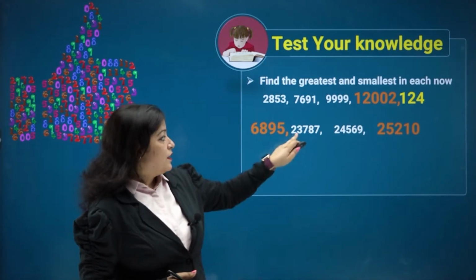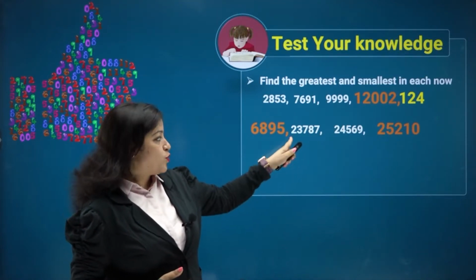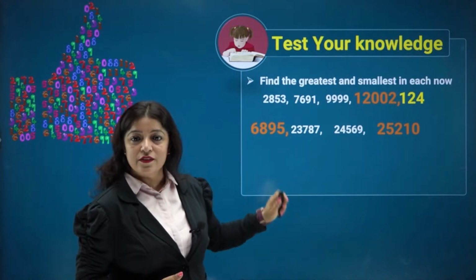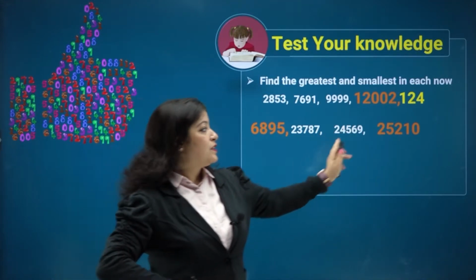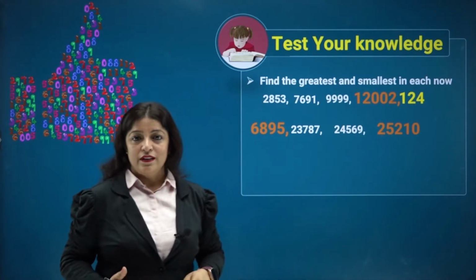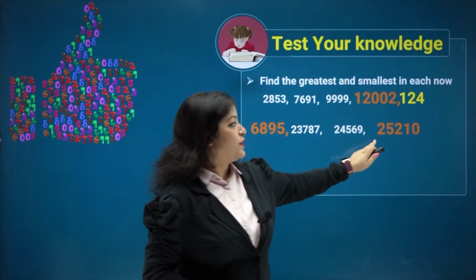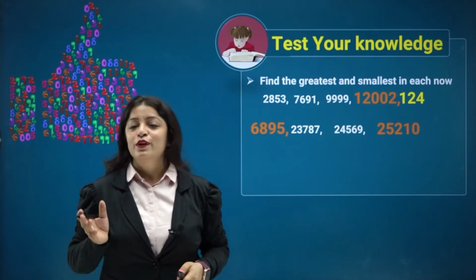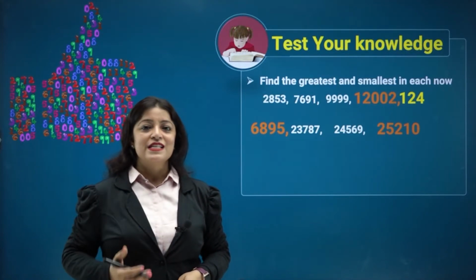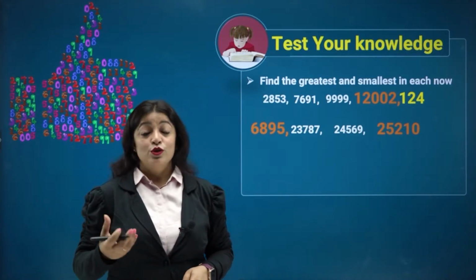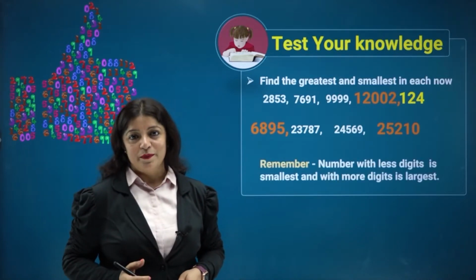Now, let me tell you one thing, this number will be read out as 23,787. This will be 24,569 and this will be 25,210. So obviously if we compare 23,000, 24,000 and 25,000, the number 25,000 something will be the greatest among all these given numbers. So this way also you can find out which is the greater and which is the smaller number.